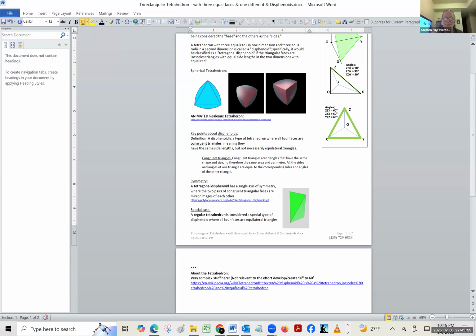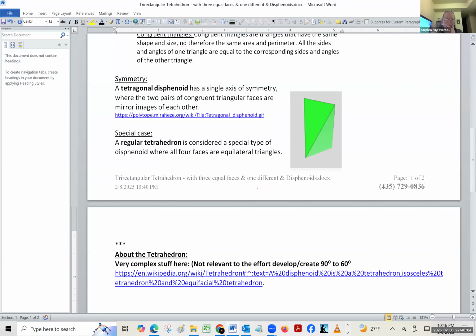Special case, a rectangular. Special case, a regular tetrahedron is considered a special type of dysphenoid. Isn't that something? The regular tetrahedron is considered a different type of dysphenoid, where all four faces are equilateral triangles. Very complex stuff here, not relevant to the effort to develop the 90-degree thing. What is that going to tell us? I thought it was cool, but I didn't think it was relevant.